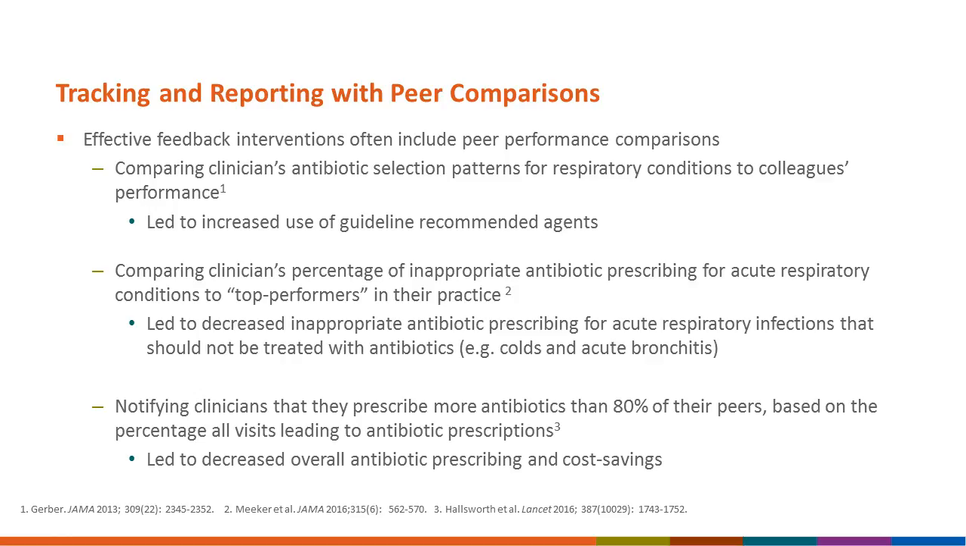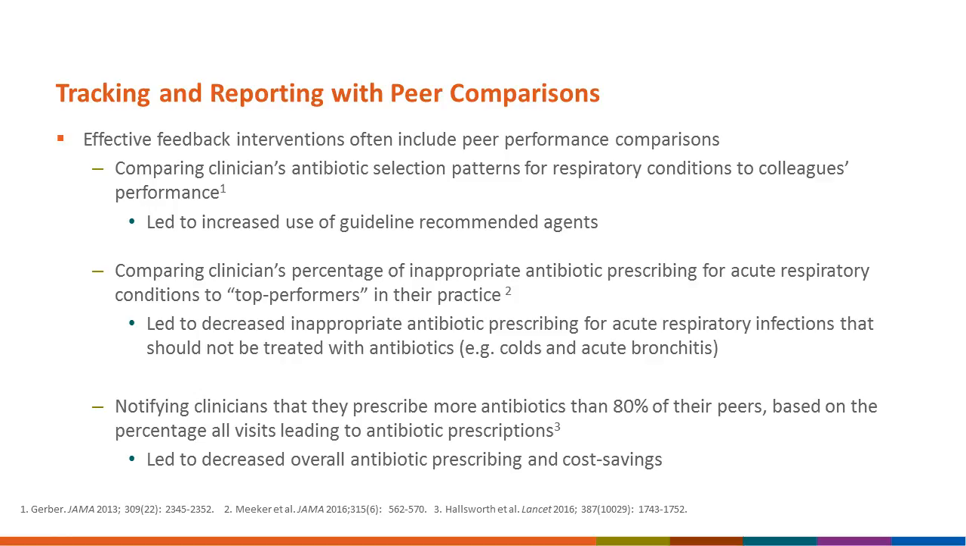Another study compared clinicians' percentage of inappropriate prescribing for acute respiratory conditions to top performers in their practice. Top performers meant clinicians who were performing in the top 10% or had the least amount of antibiotic prescriptions for acute respiratory infections that did not warrant antibiotics, such as colds and bronchitis. In this study, the top performers had 0 or no unnecessary antibiotic prescriptions for acute respiratory infections that didn't warrant antibiotics. And this peer comparison intervention led to decreased inappropriate antibiotic prescribing for acute respiratory infections that should not be treated with antibiotics, again, like colds and acute bronchitis.